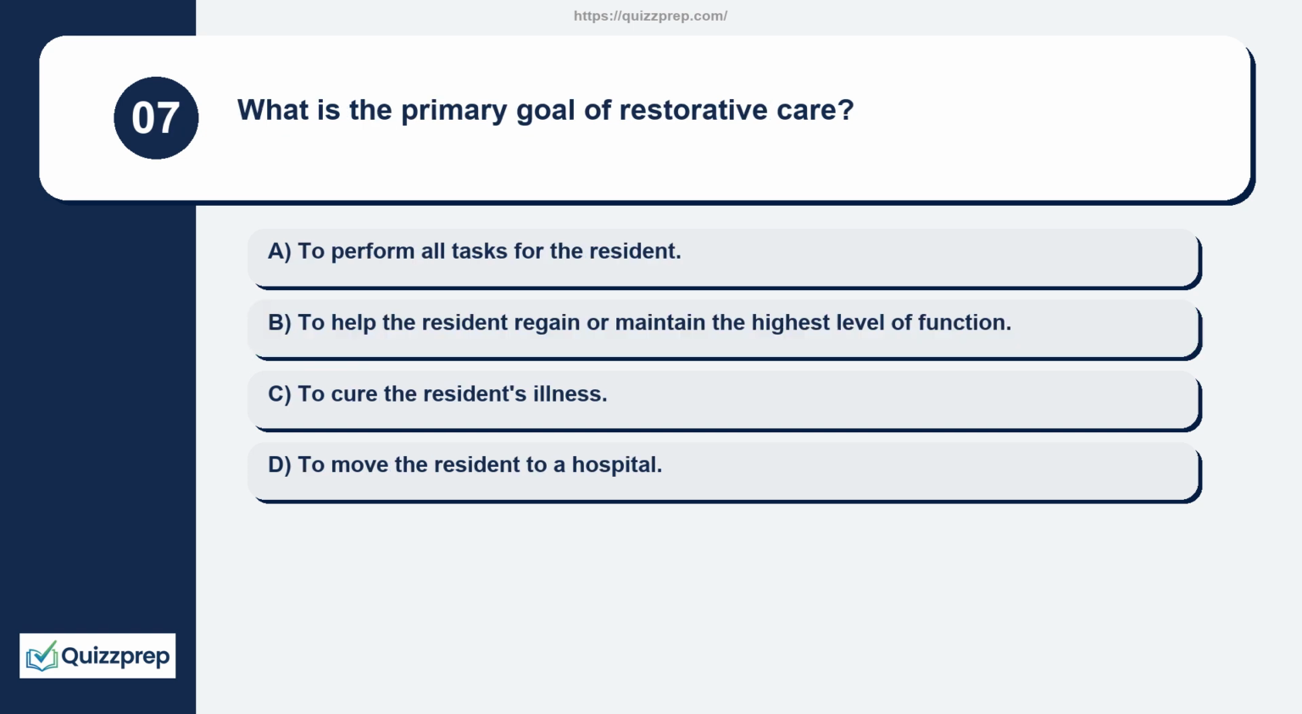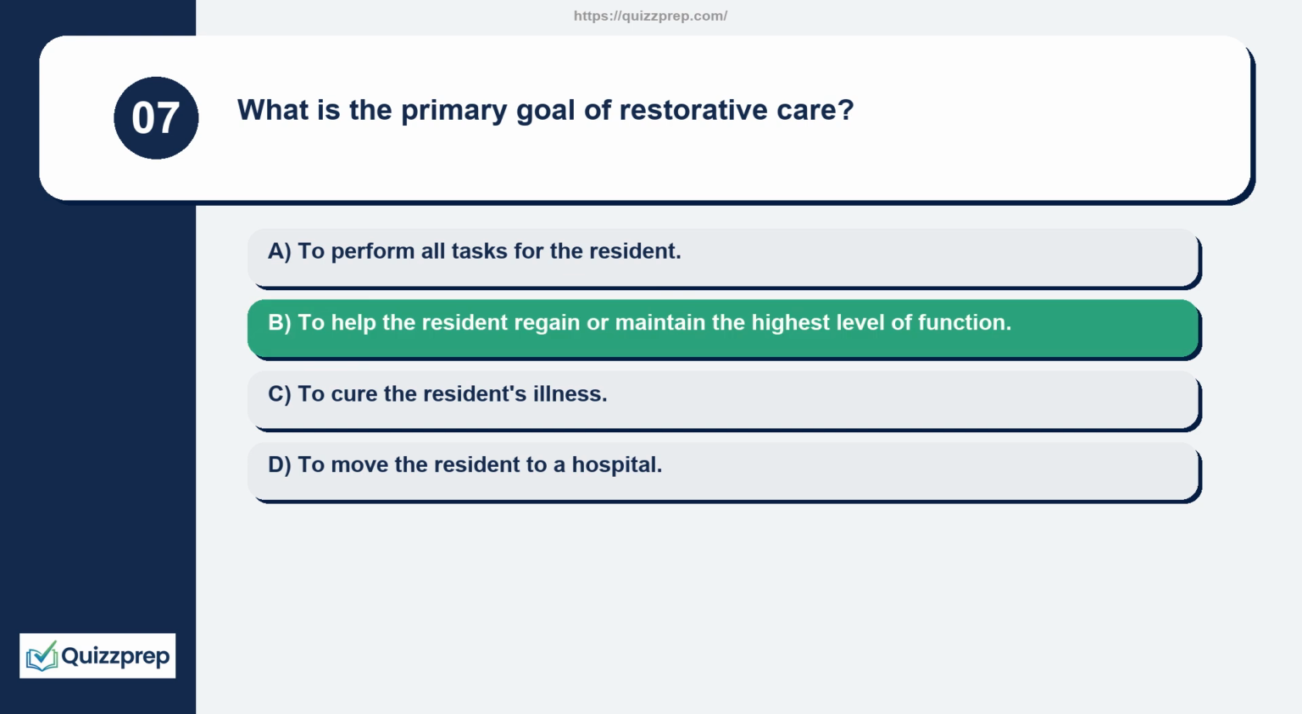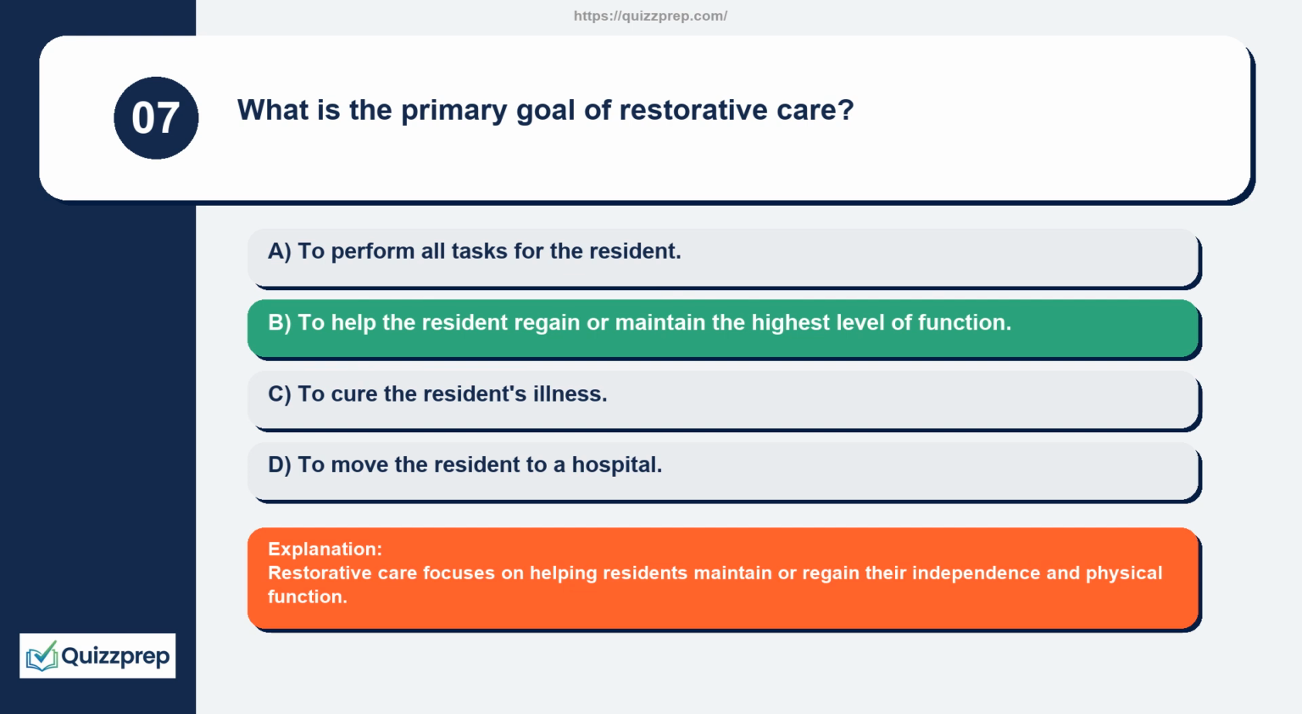Question 7. What is the primary goal of restorative care? To perform all tasks for the resident. To help the resident regain or maintain the highest level of function. To cure the resident's illness. To move the resident to a hospital. Restorative care focuses on helping residents maintain or regain their independence and physical function.